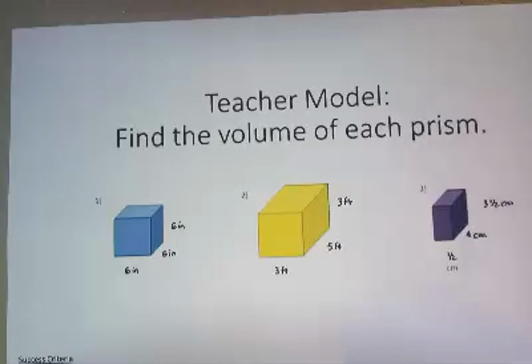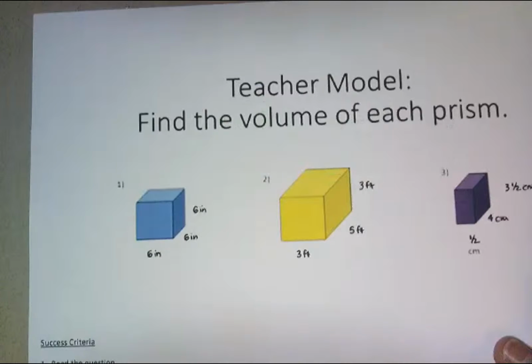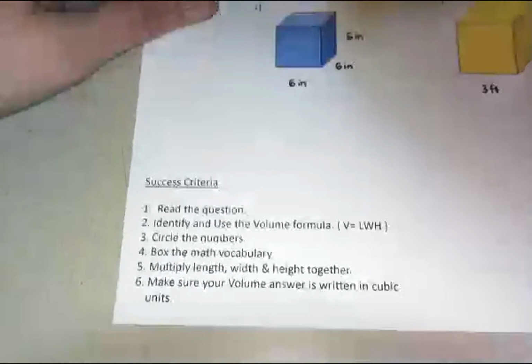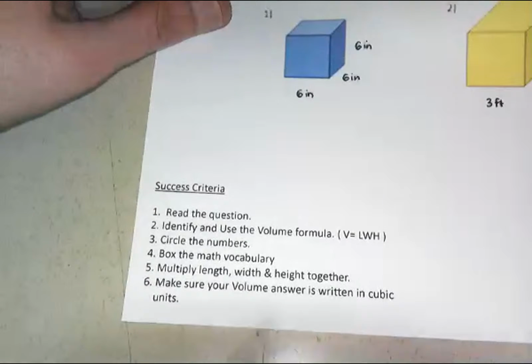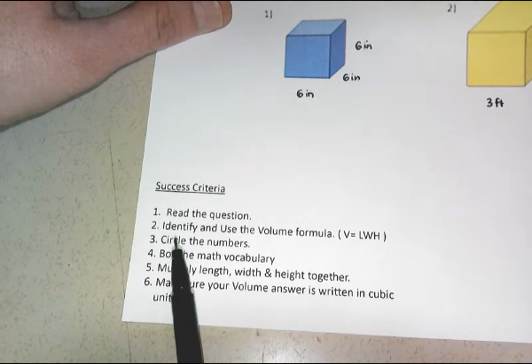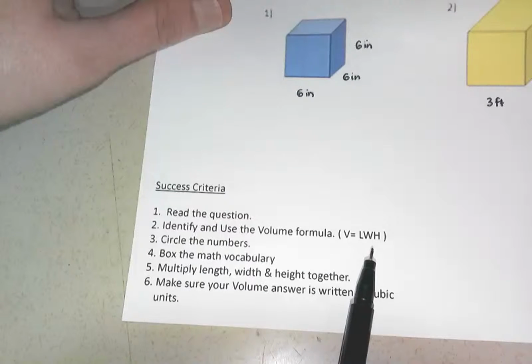Today we're going to go over how to find the volume. Down below, I have our success criteria. Our success criteria is that we're going to read the question. We're going to identify and use the volume formula. Volume equals width times height.